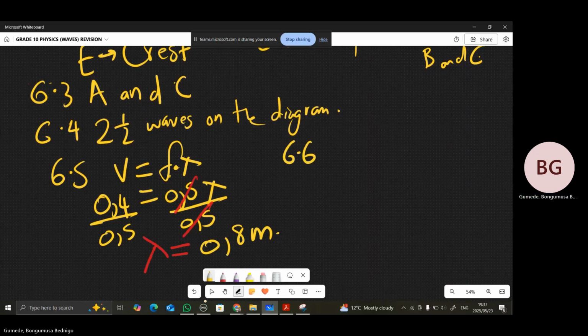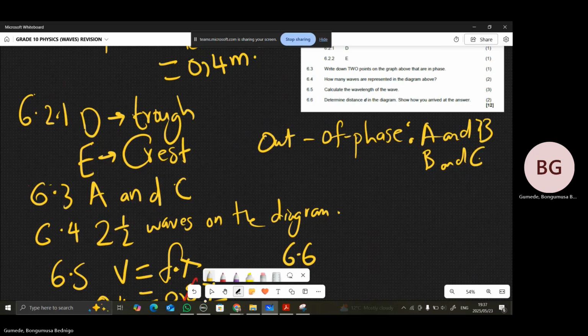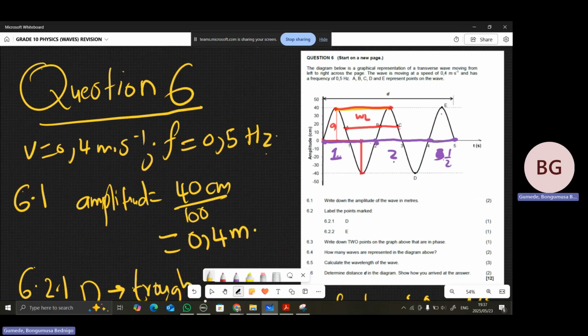6.6. Determine the distance d in the diagram. Go and check the distance d. So distance d starts from 0 up until 5 seconds. So remember, this is given in times, it's a time graph basically. So that distance covers 5 seconds and we know the speed of this wave.